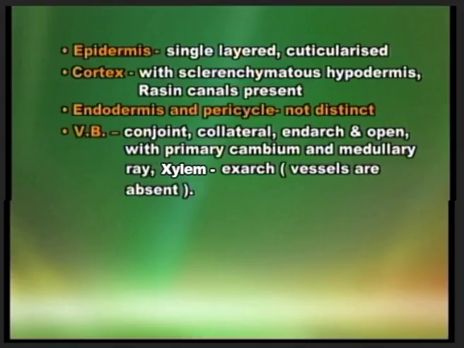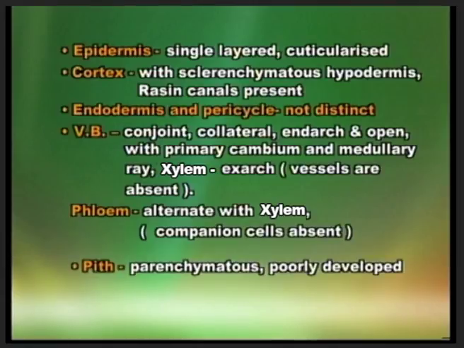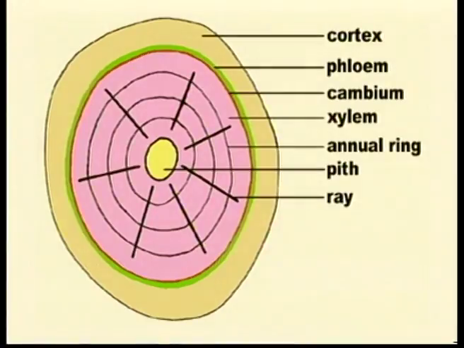Vascular bundles are called conjoint, collateral, endarch and open. Primary cambium is found with medullary rays. Xylem is present, which is exarch, but vessels are absent, and phloem, in which companion cells are absent. Pith is parenchymatous but poorly developed. Like other dicot plants, the secondary growth of stem is similar in Pinus also.